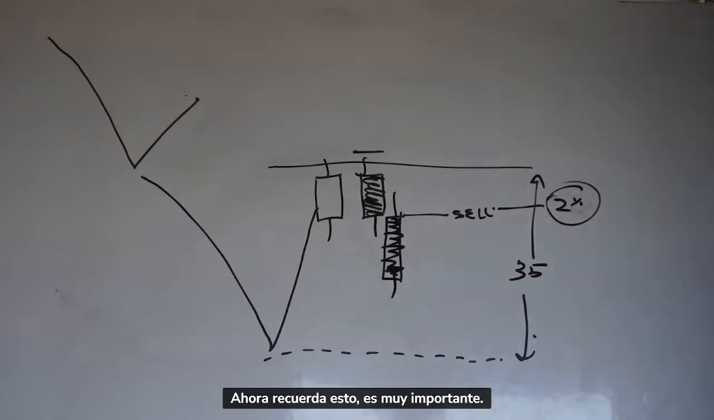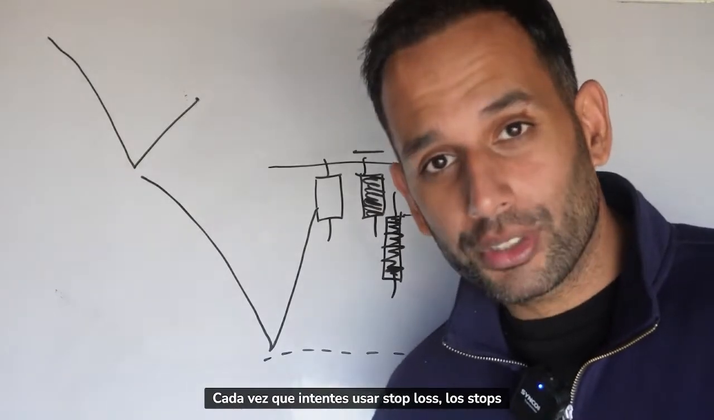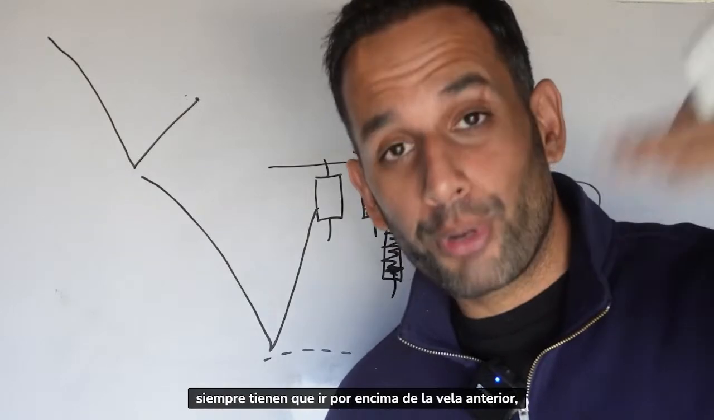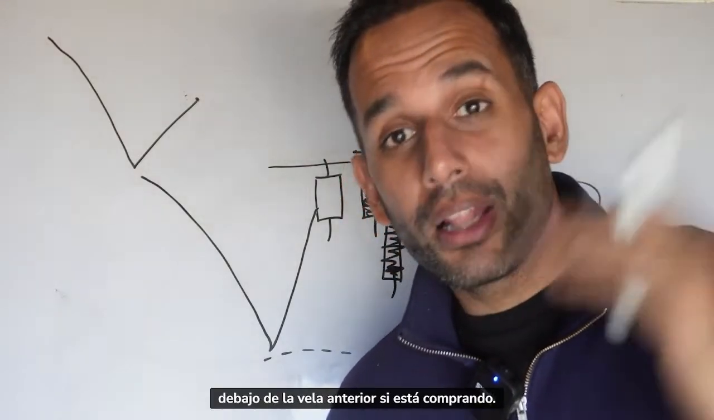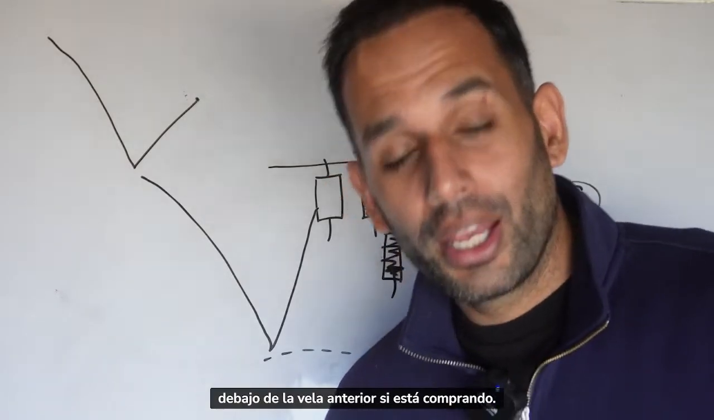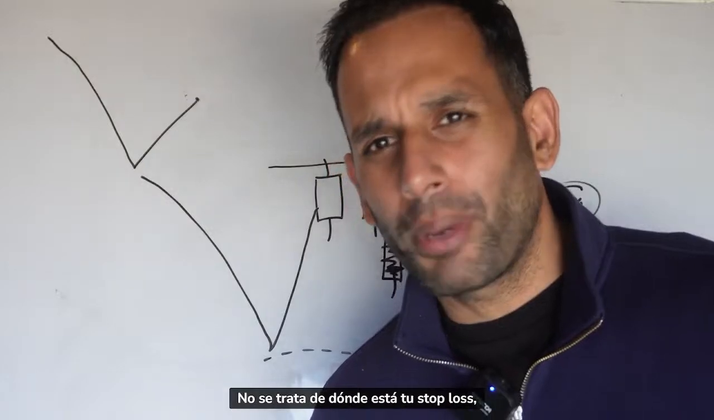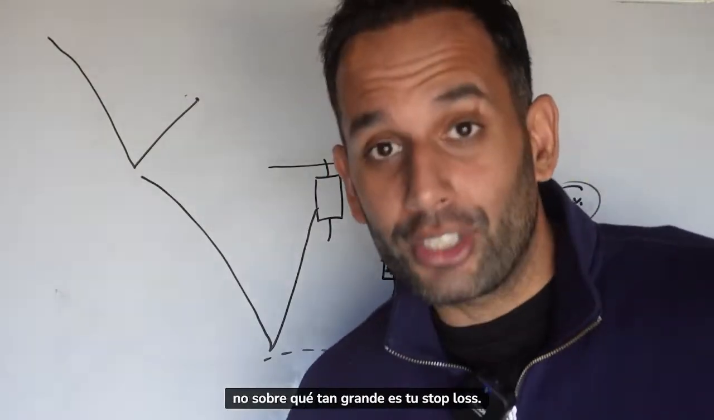This is very, very, very important. Whenever you're trying to use stop losses, your stops always have to go above the previous candle if you're taking a sell, and it has to go below the previous candle if you're taking a buy. So it's not about how big your stop loss is. It's all about where your stop loss is, not about how big your stop loss is.